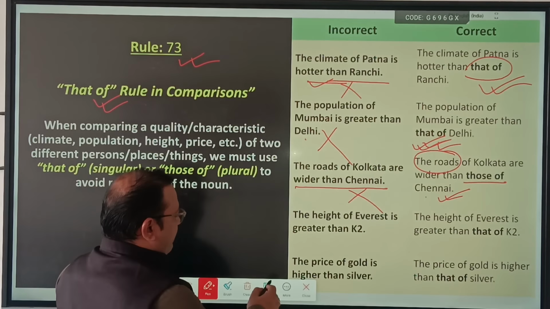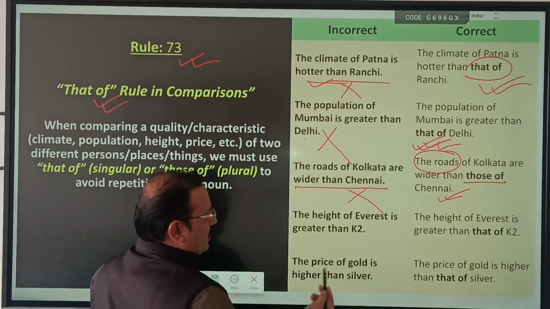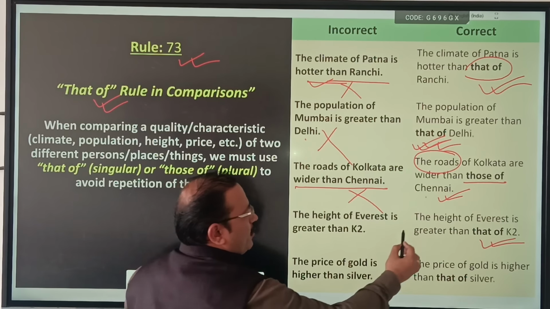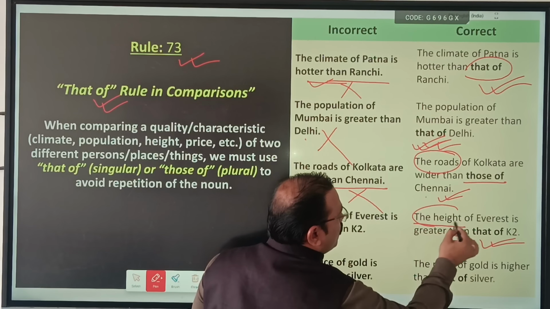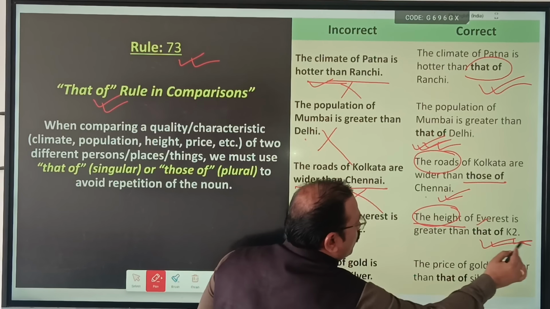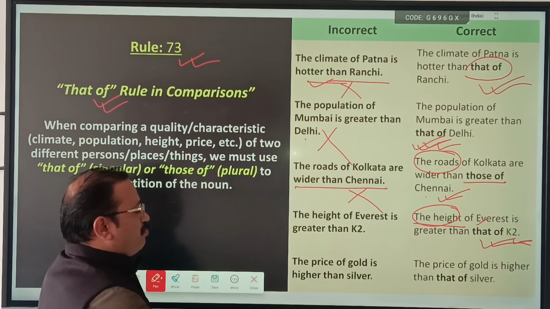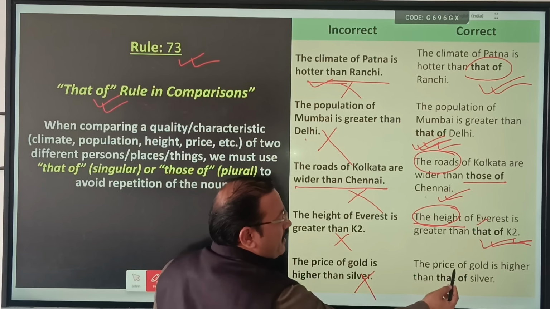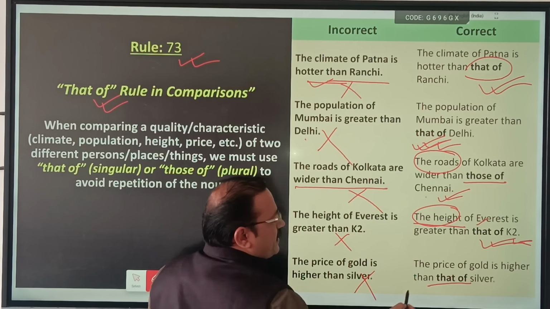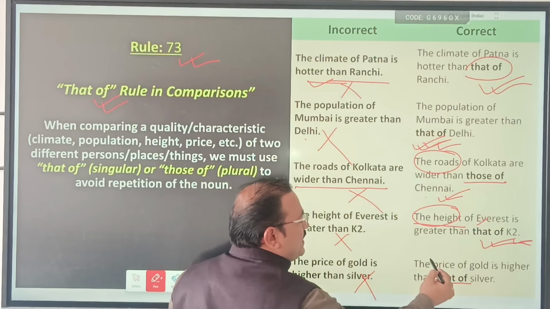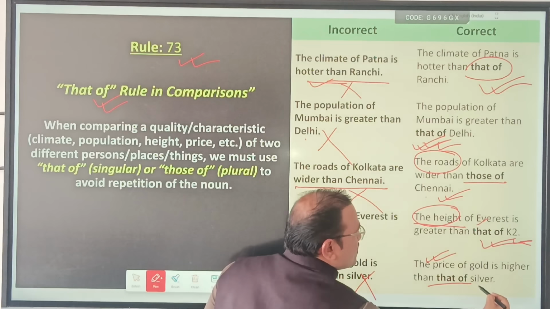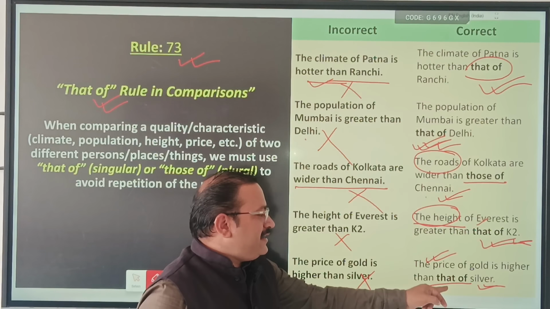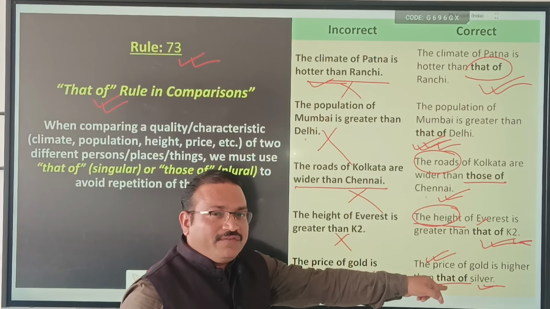Same, the height of Everest is greater than K2. So what? The height of Everest is greater than that of K2. You are comparing the height of Everest with the height of K2, and for that we are using that of. The price of gold is higher than silver. Wrong. The price of gold is higher than that of silver. जब लिखेंगे तभी होगा कि हम प्राइस कंपेयर कर रहे हैं, गोल्ड का प्राइस और सिल्वर का प्राइस. We are comparing the price of gold with the price of silver here, and with this we are making it clear that of and those of.